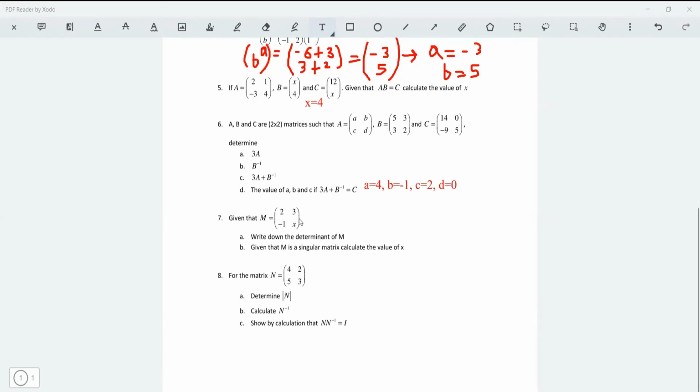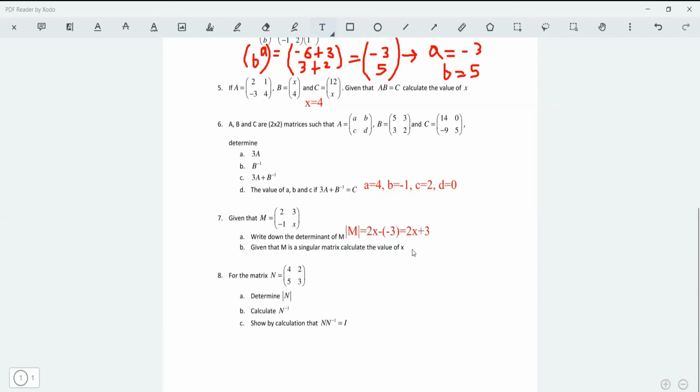Determinant of the matrix M, and this is M. Remember, the determinant symbol is this right here. That means determinant of M. The determinant of M is the product of the leading diagonals, that would be 2x, minus the product of the non-leading, which is 3 times minus 1. Minus 1 times 3 is minus 3, but minus and minus become plus. That works out to be 2x plus 3.